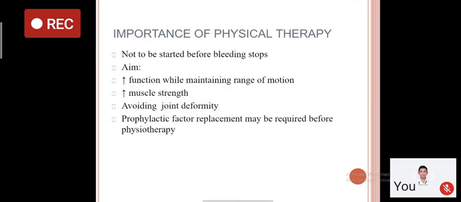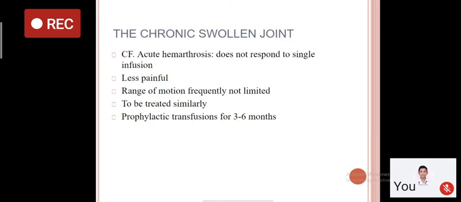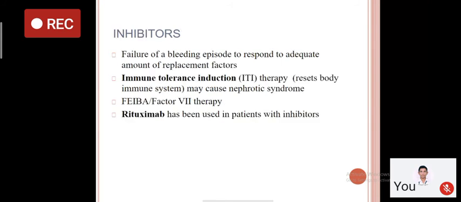Then comes the role of physiotherapy. It has to be started once there is an improvement in the pain and the swelling, and the patient is comfortable in doing certain movements at a particular joint. The aim of physiotherapy is to improve the function while maintaining the range of motion, increase the muscle strength, and avoid joint deformities, and some patients might need a prophylactic factor cover before starting this. Then chronic joints, they are a known complication. This we have already discussed.